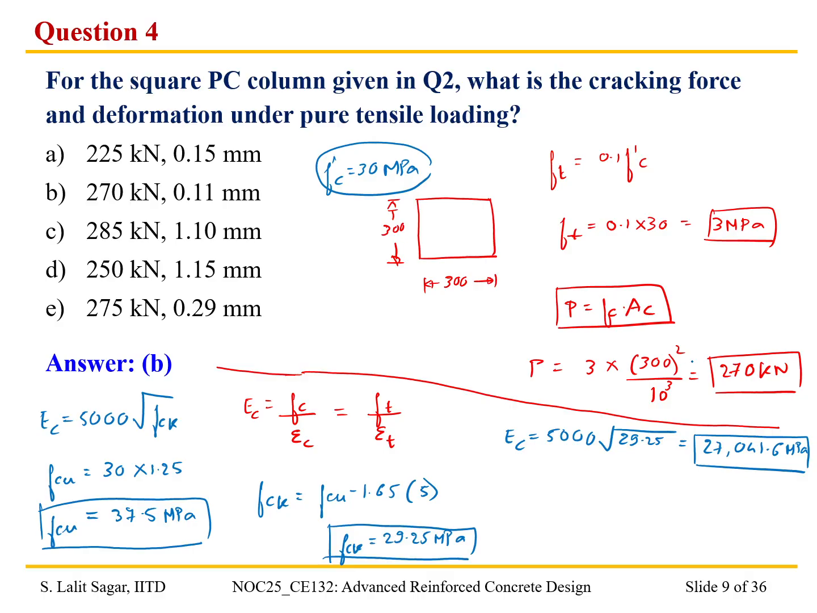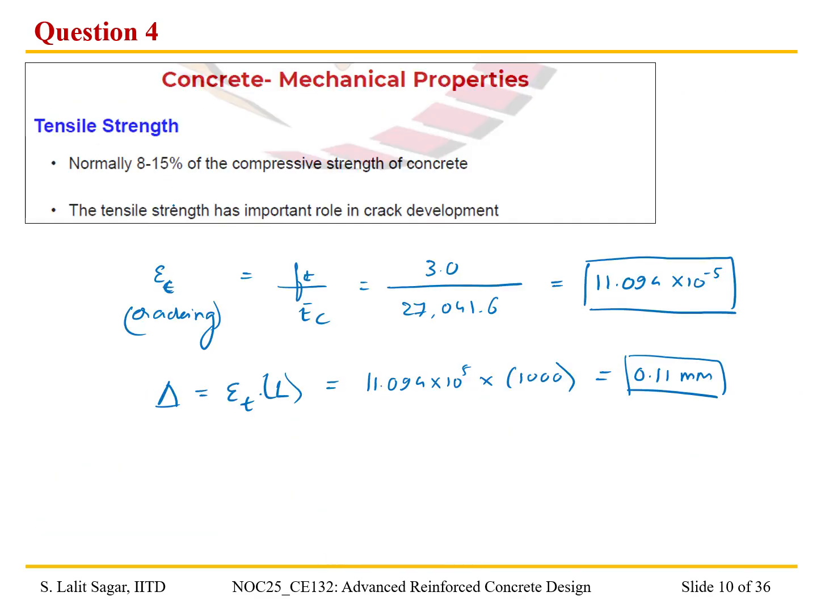So corresponding to the cracking load of the plain concrete column, which is 270 kilonewton, the deformation corresponding to the cracking is 0.11 millimeter. I hope that we have followed the problem until now.